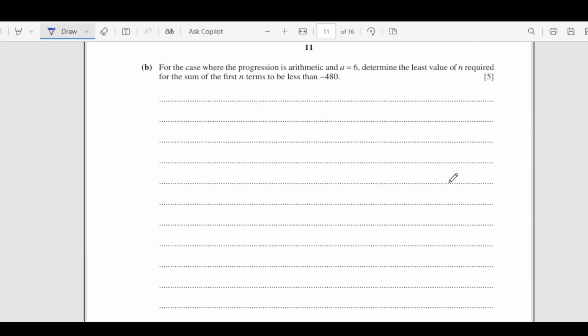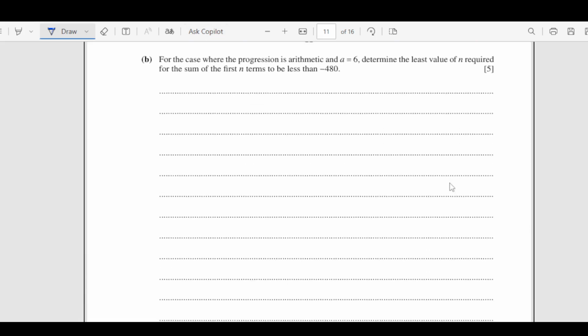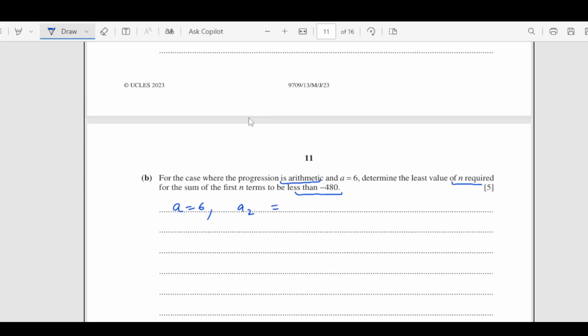Now the second part, for the case where the progression is arithmetic. Now the progression is arithmetic with a given as 6. Determine the least value of n required for the sum of the first n terms to be less than negative 480. So let's go step by step.